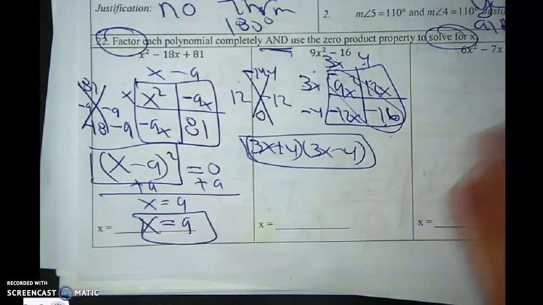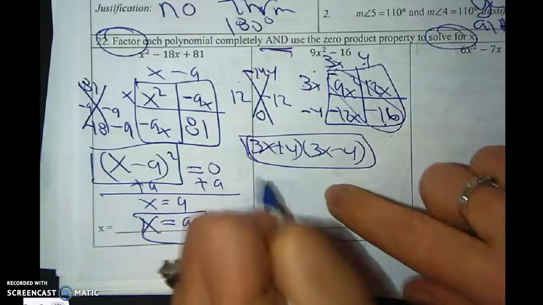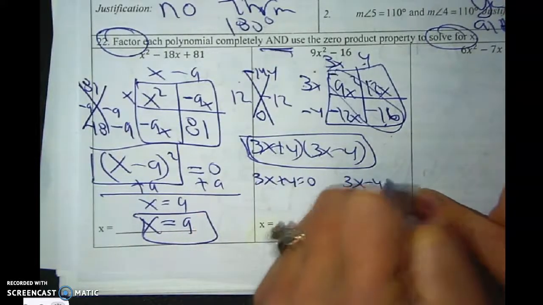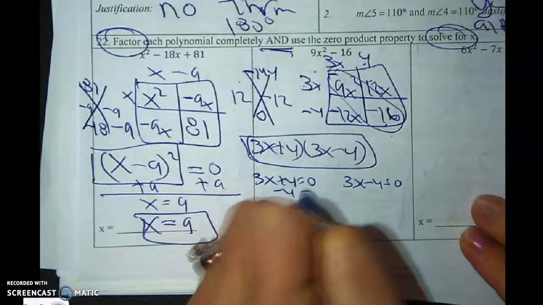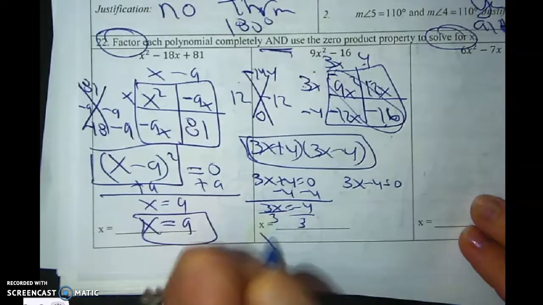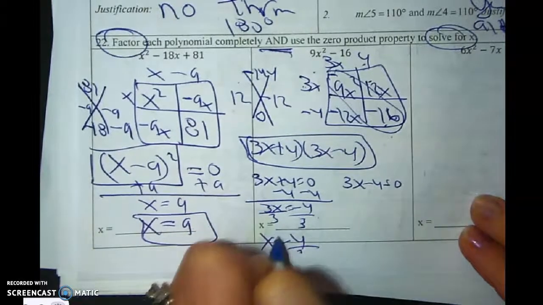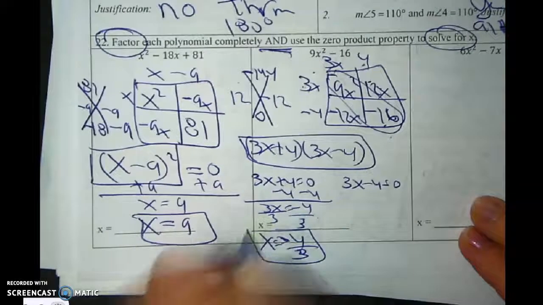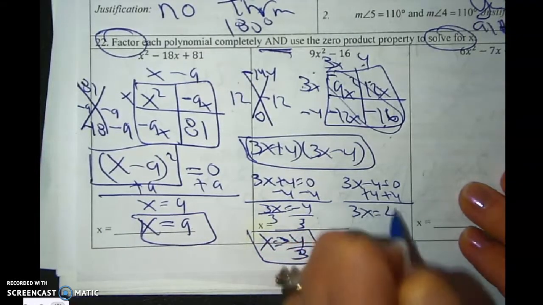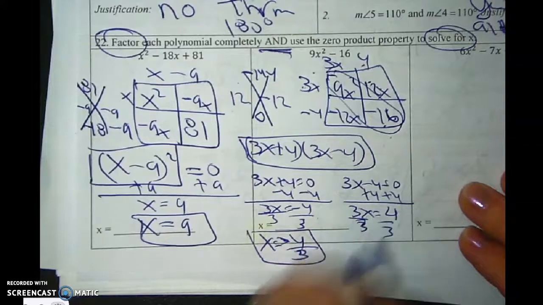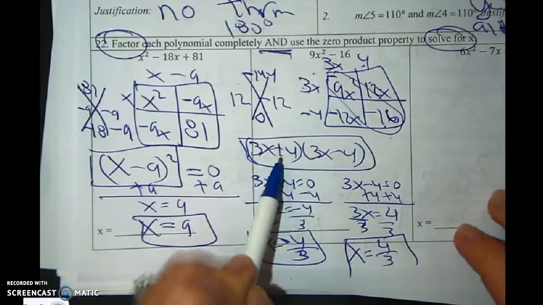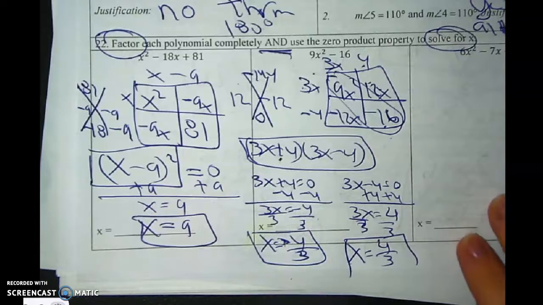That's my factor. To solve it, I take this and set it equal to 0, and I take this and set it equal to 0. X equals negative 4/3. Add 4, divide by 3. X equals positive 4/3. There's the factor. There's the solve.